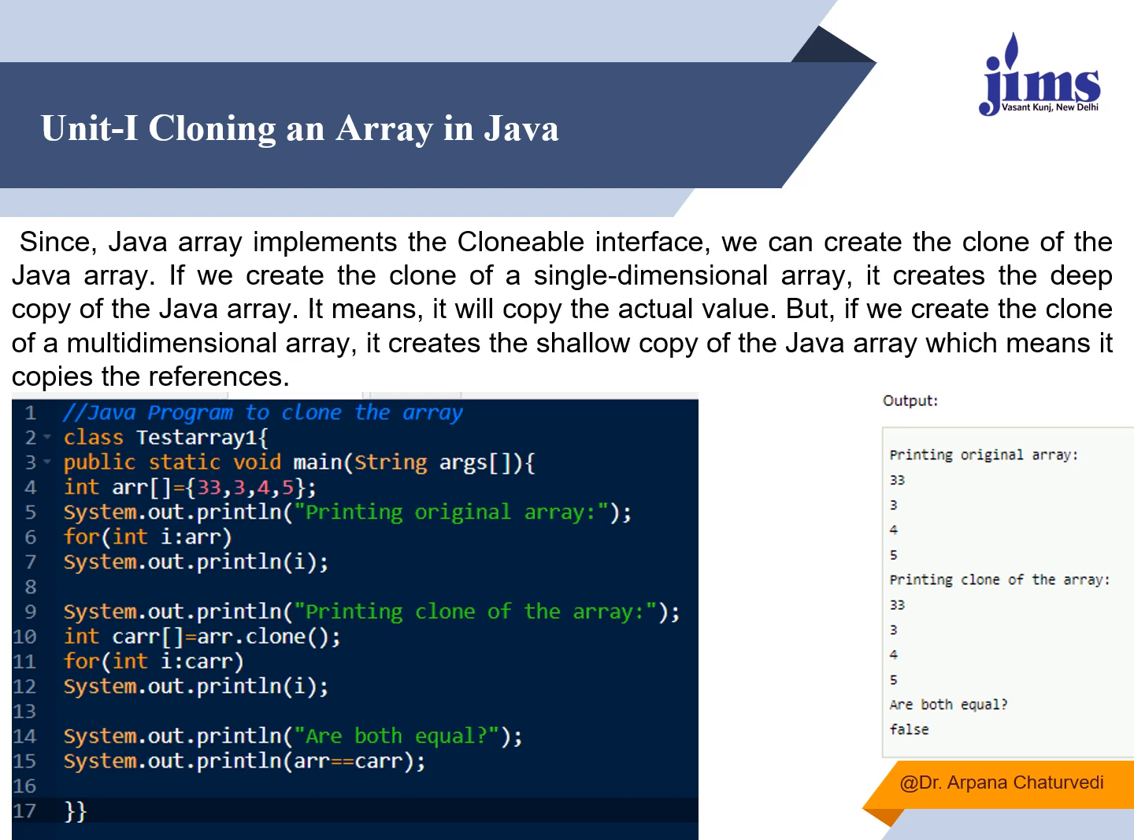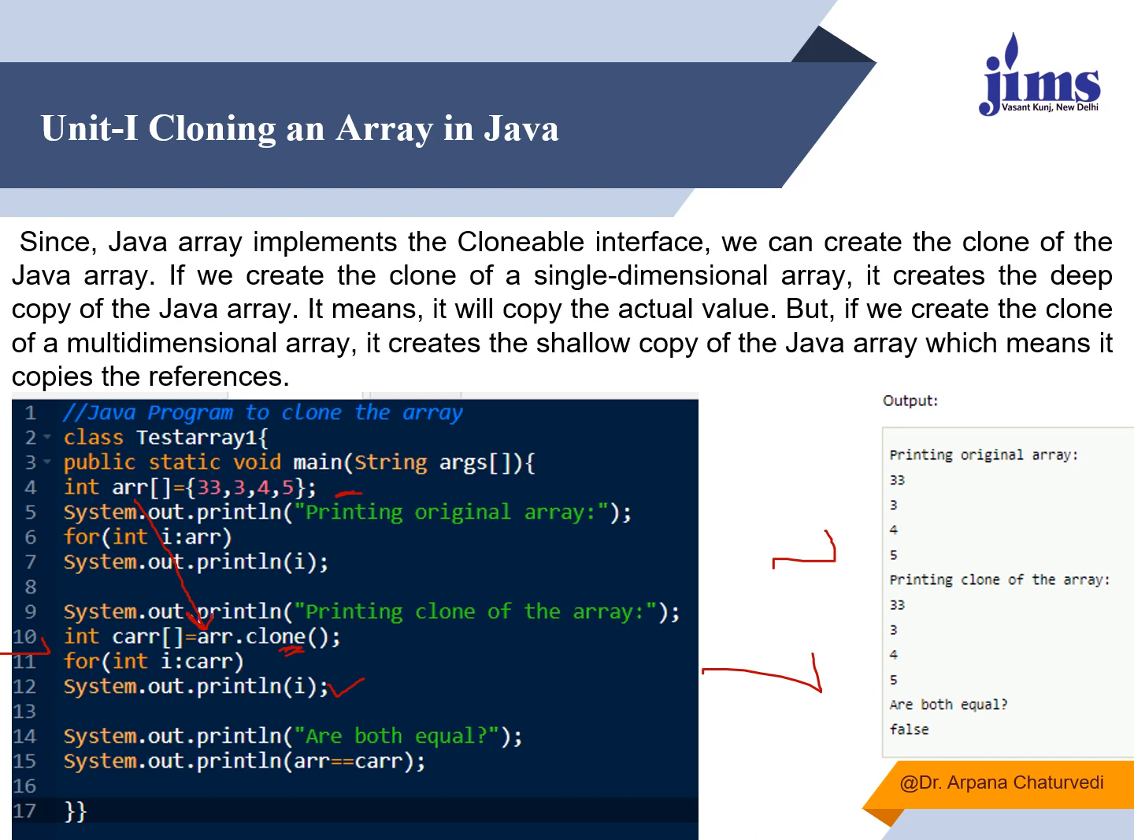Similarly, we can clone an array also. Clone as it is. If we have one original array having elements 33, 3, 4, 5 and we want to take a clone of it, there is a function by the name clone. You have to create one more array, CARR, with no size mentioned, equals to ARR dot clone method. Call this clone method and try to display. You see that both the arrays have the same values.